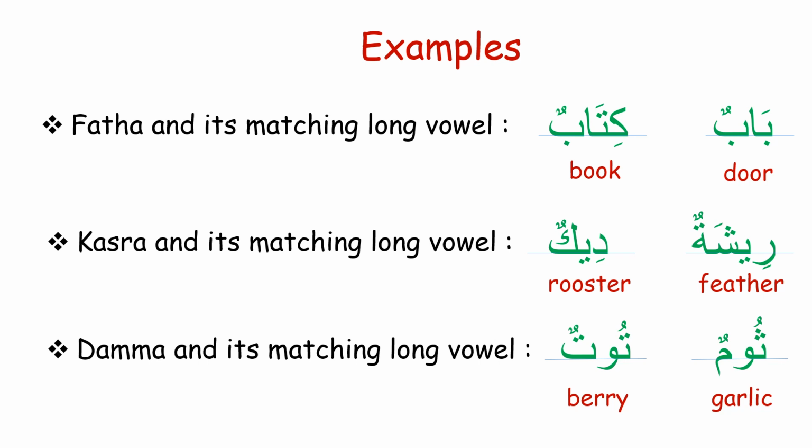and for dhammah and its matching long vowel waw, the words are... The good news is that for ya and waw, we only have two conditions, and these conditions are the same as alif, so technically we've got this.